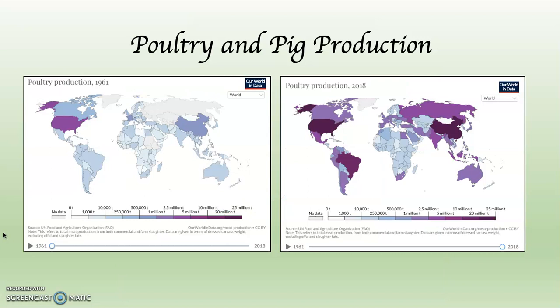Let's start with these two maps. Poultry production 1961 on the left-hand side and 2018 on the right-hand side. And notice that poultry production essentially across the board on this planet has increased, and in some cases, for example, in Latin America, significantly.